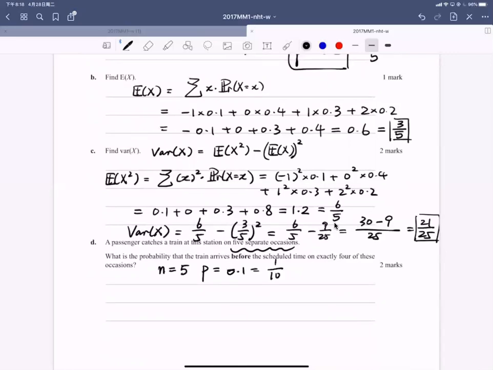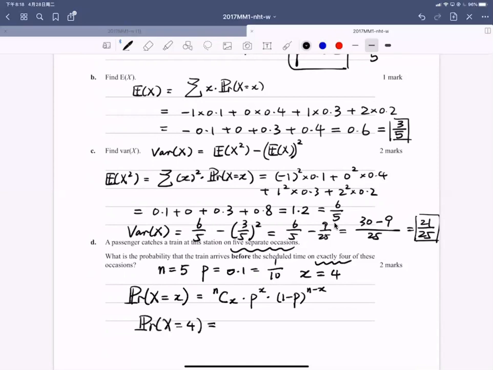Okay, I want x value equals 4. Let's recall the binomial distribution. If x is a binomial distribution with n and p, then its probability function is nCx times p to the power of x times 1 minus p to the power of n minus x. In that case, probability x equals 4 is given by 5 choose 4, 1/10 to the power of 4. Then the rest will be 9/10 to the power of 1.